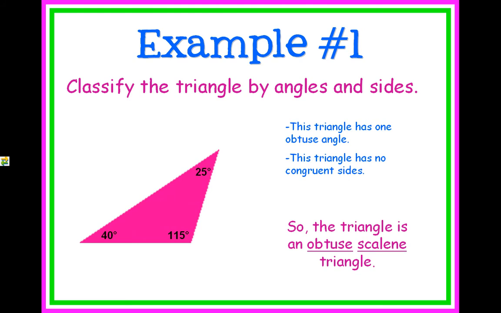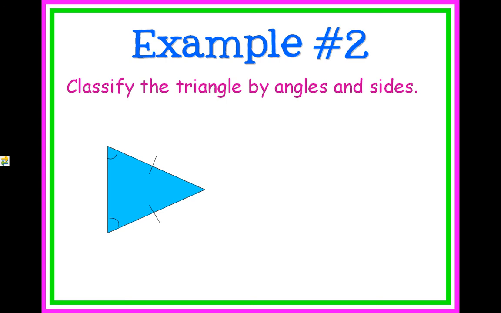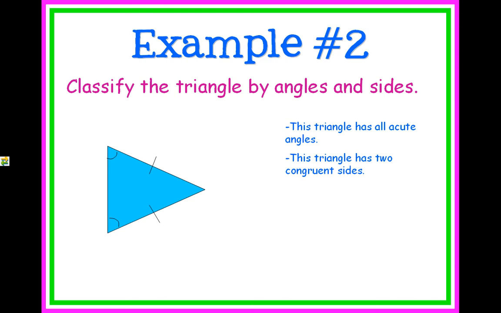Example number 2. Classify the triangle by angles and by sides. If you notice, the triangle has all acute angles. All angles are less than 90 degrees. Also, the triangle has two congruent sides. So this triangle is acute isosceles.